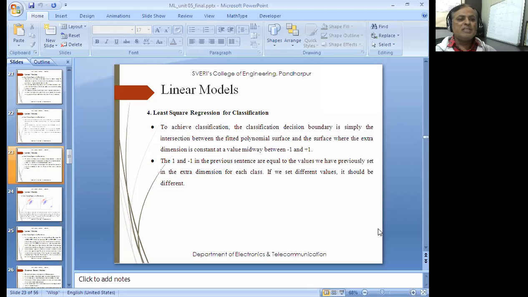We have already seen that the extra dimension is a constant value, which is midway between -1 and +1. And the -1 and +1 in the previous sentences are equal to the values we previously set in the extra dimension of each class. If we set different values, the result should be different.